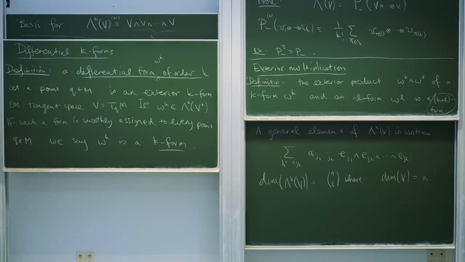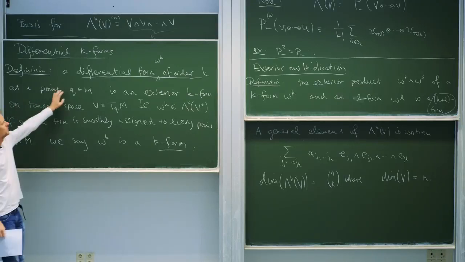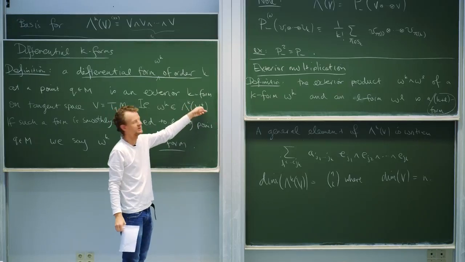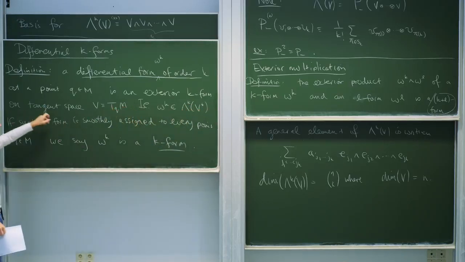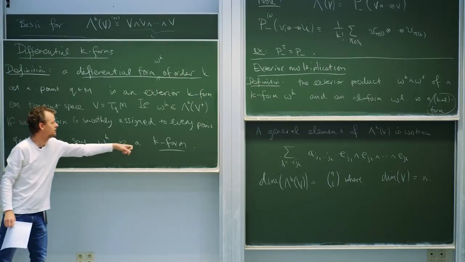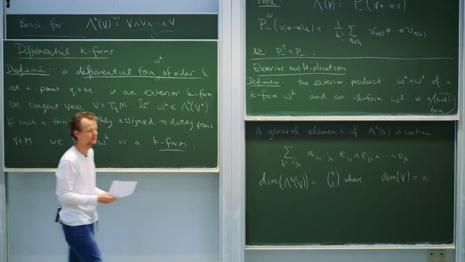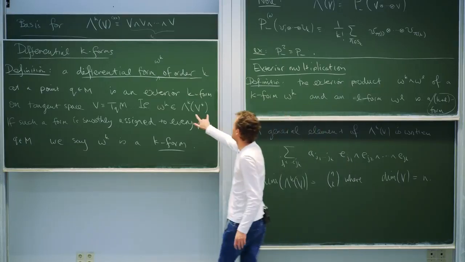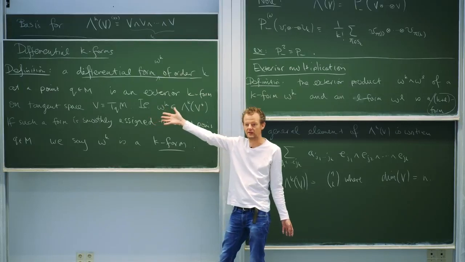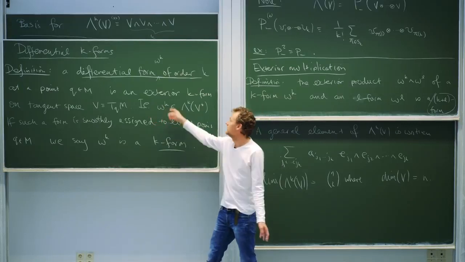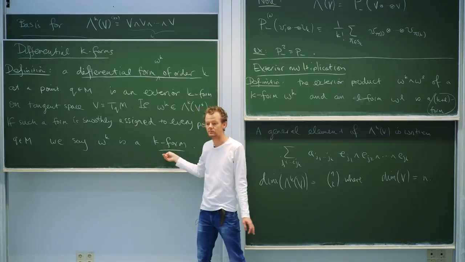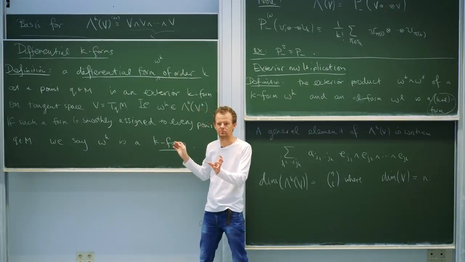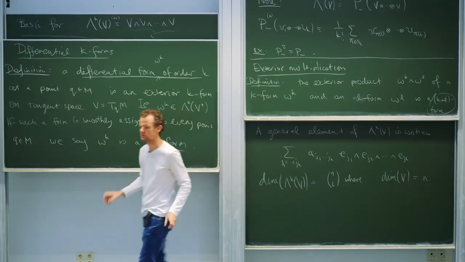So what's a differential form of order K at a point q? It's just an element of this K-fold wedge product of the dual to V, the tangent space. And if it's smoothly varying, smoothly assigned to each point when you write it out in coordinate functions, then you say it's a K-form, for short. So it's a tensor field, right? Because this vector space is a subspace of the set of K-tensors. So a differential form or a K-form is a tensor field, but with extra properties. Namely, it's antisymmetric under exchange.